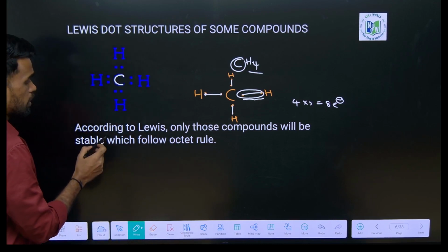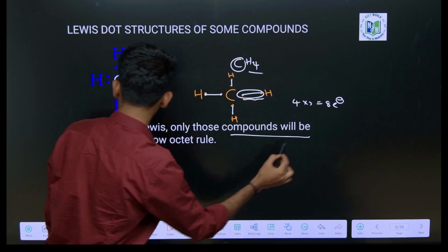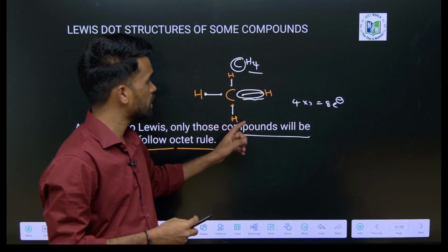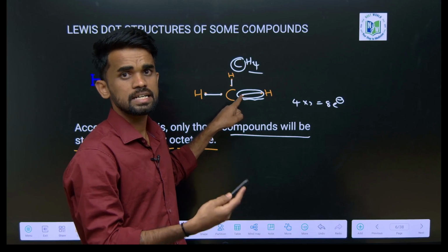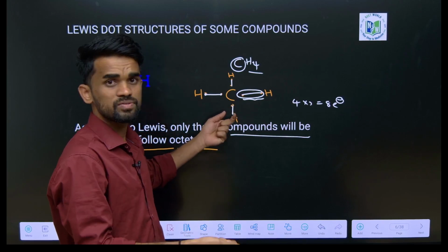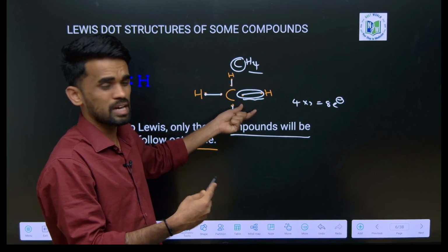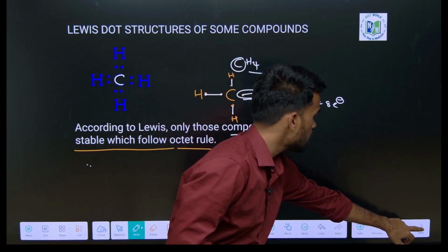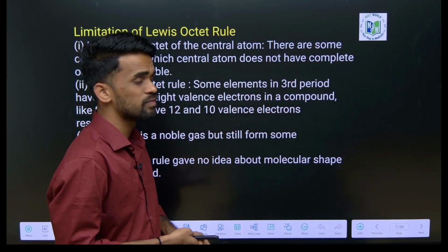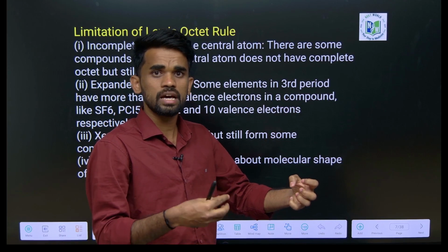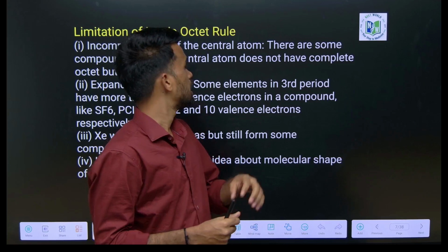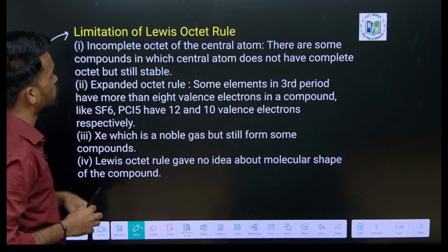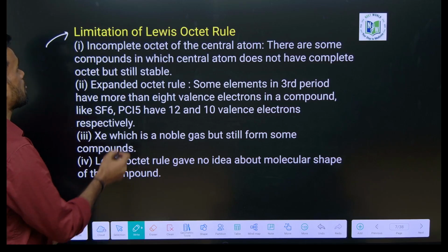Now according to Lewis, only those compounds will be stable which follow the octet configuration or octet rule. If the element has 8 electrons around it, that is considered an octet configuration. Those elements which attain 8 electrons after forming a compound or a molecule will be considered stable according to Lewis. But there are a few exceptional cases in which compounds exist even though they are not following the octet rule. Let us see. This can be considered as the limitations of the octet rule.